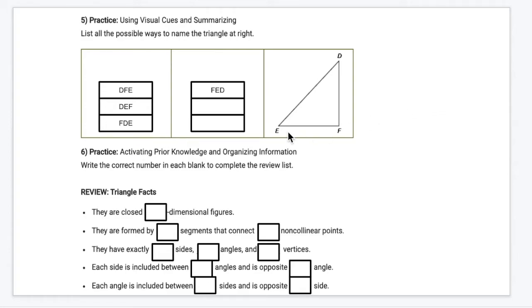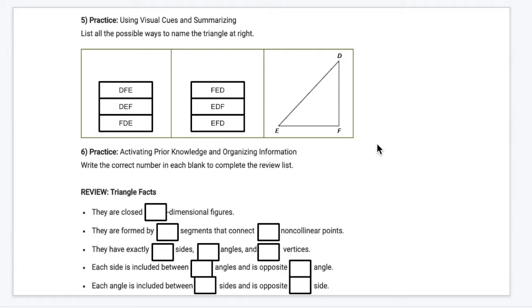And now I'm going to start at angle E, right? So I'm going to go clockwise. So I have E, D, F. That's one combination of vertices. And then I can go counterclockwise. So I have E, F, D. Right? All of these are different ways to name this particular triangle. This is really going to matter when we're doing congruence proofs later on. So make sure that you know how to name your triangle depending on what vertex you're starting on.